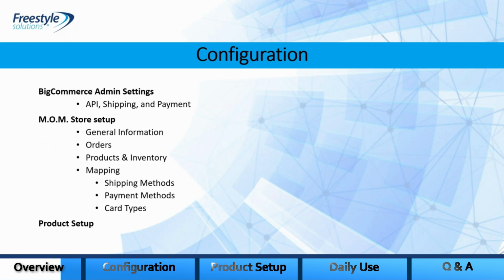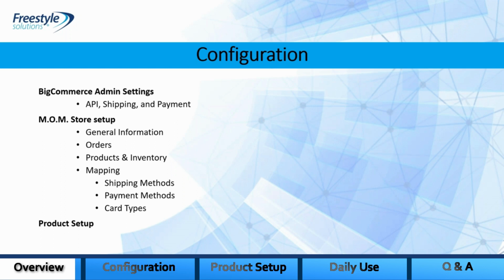We're going to be covering configuration. So when you initially set it up, we're going to need you to go to BigCommerce. Within the BigCommerce admin settings, there's going to be an API section along with a shipping and payment section that we'll walk you through in a little bit, where you can capture all the information that's needed in order to set up the M.O.M system. So you go to BigCommerce first, and once you've gathered all the information, you'll go back into M.O.M and fill in the configuration side of M.O.M.